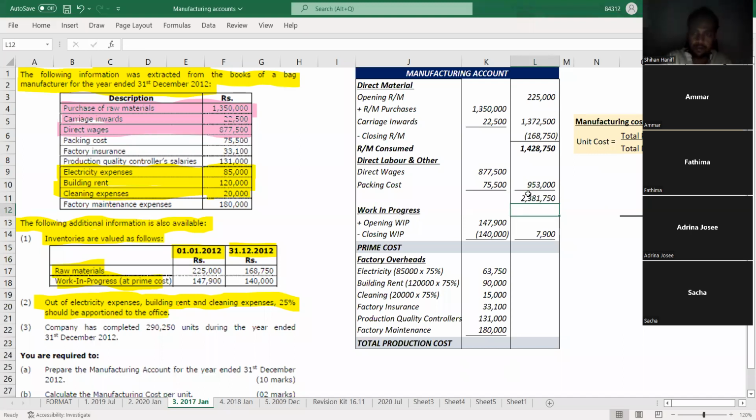Prime cost first is 2,389,650. 512,850 is the factory overheads. And total production cost is 2,902,500.